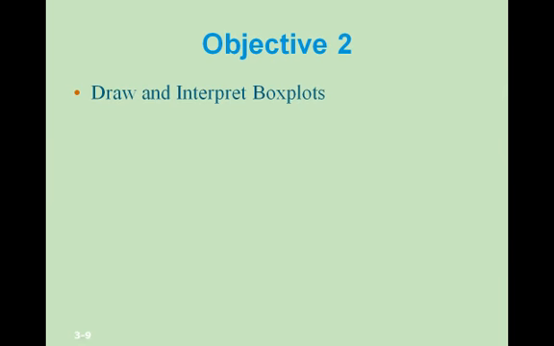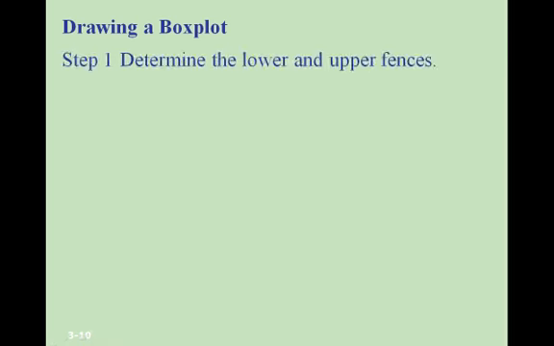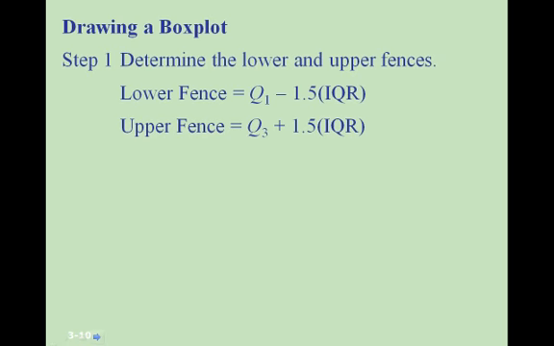Objective 2, we want to draw and interpret box plots. To draw a box plot, the first step is to determine the lower and upper fences. Remember, the lower fence is Q1 minus 1.5 times the IQR, and the upper fence is Q3 plus 1.5 times the IQR, where the IQR is Q3 minus Q1.